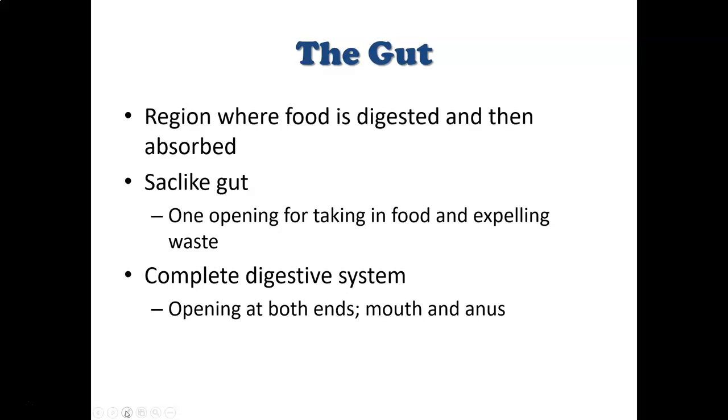Right? So they have a mouth/anus, something that I like to call the manus. Other animals have a complete digestive system, so they have a separate mouth, separate anus. So food goes one way through here.